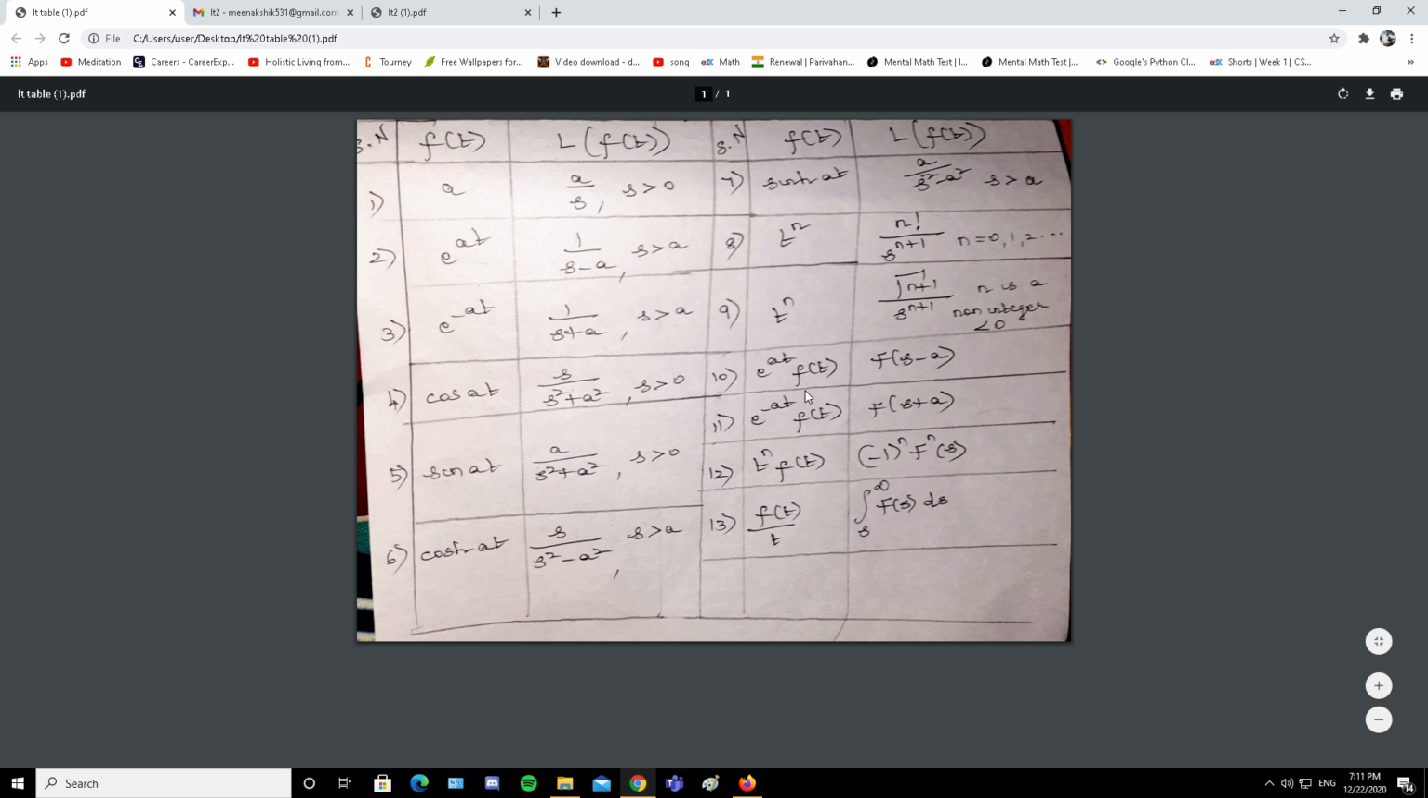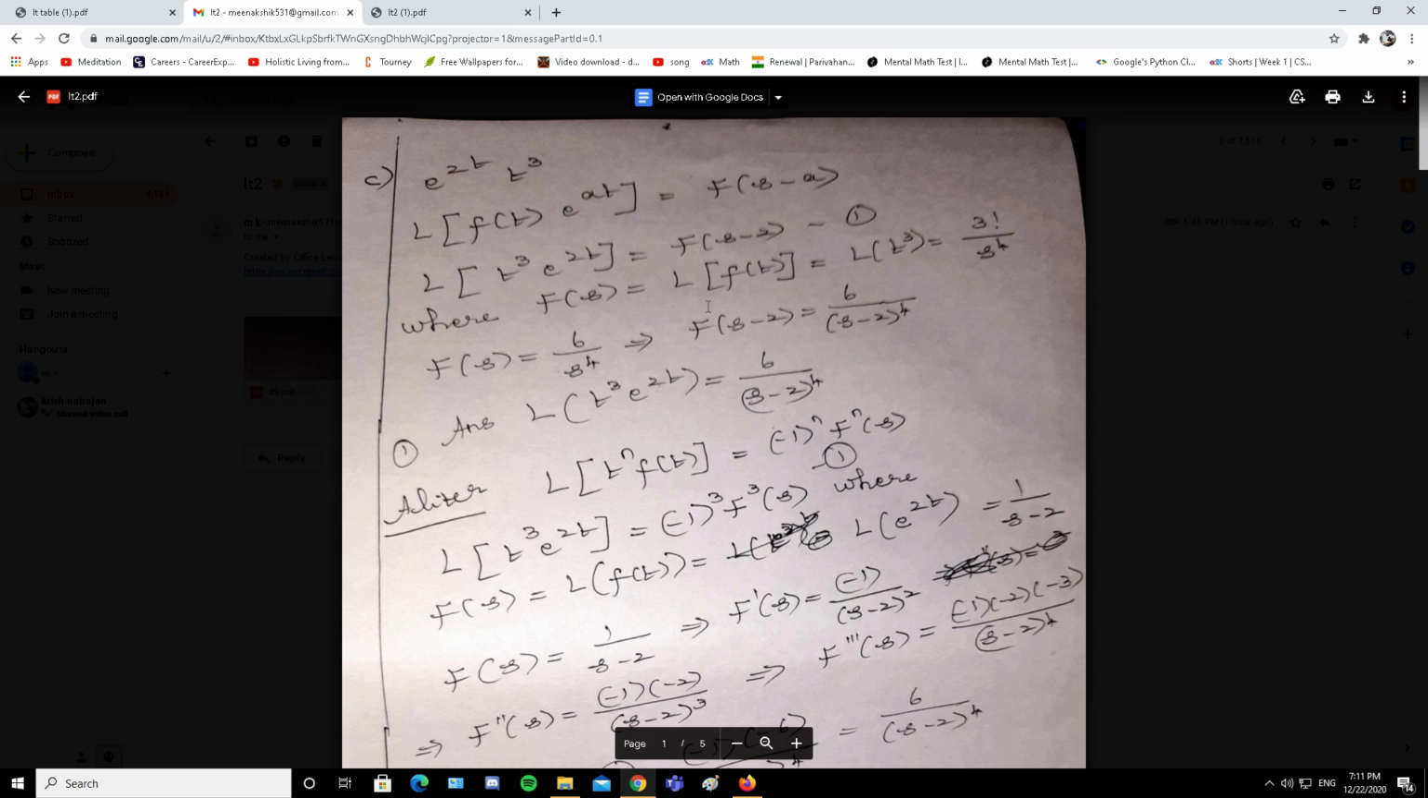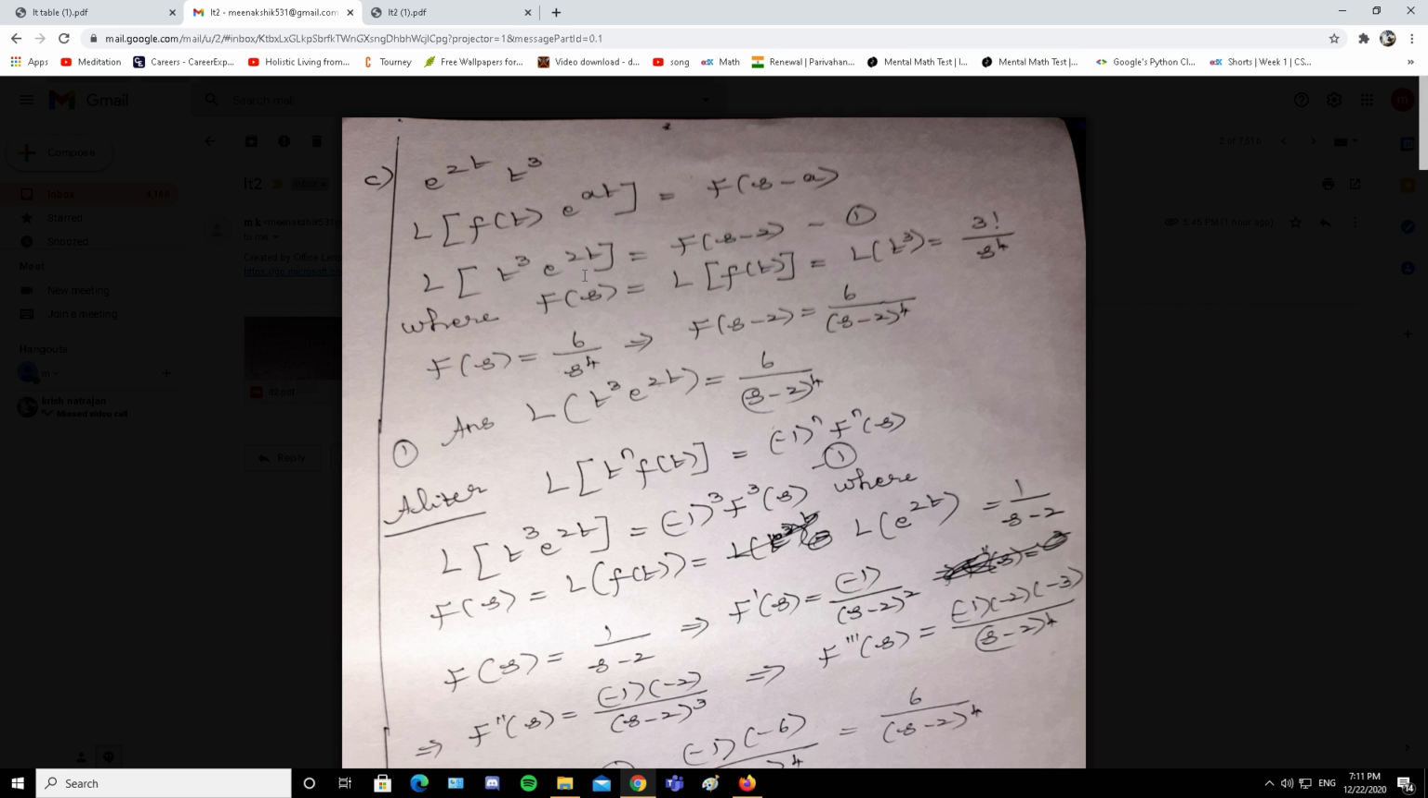So you have t cube e power 2t. Either you can find the Laplace using shifting property or you can find using this property. I will discuss both. First I will discuss using shifting property. You see the type, it is e power at form. What is the Laplace of f of t e power at? F of s minus a. So what is Laplace of t cube e power 2t? In place of a you have 2. So Laplace of t cube e power 2t is F of s minus 2.